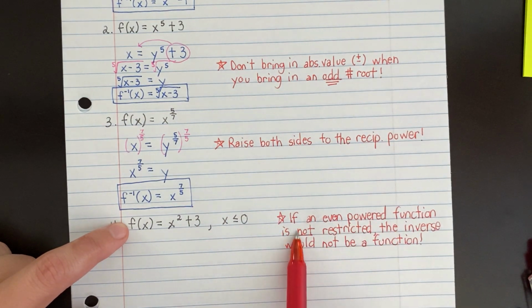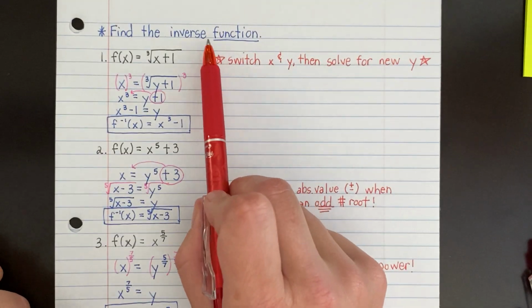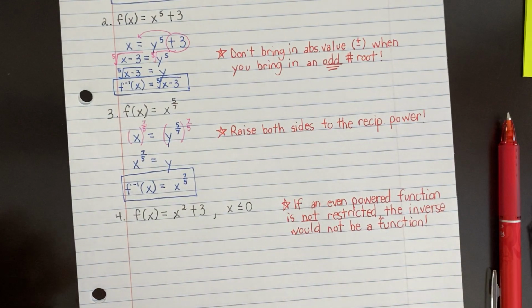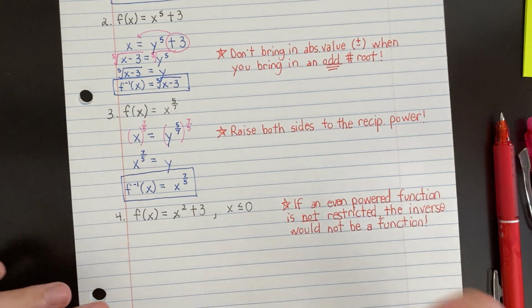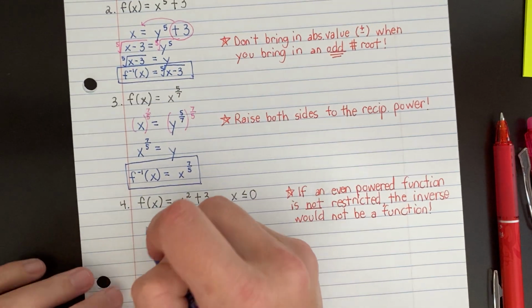So if an even powered function is not restricted, the inverse would not be a function. Therefore, given these directions, find the inverse function, you would say not possible. So just be aware. You would say an inverse function does not exist. It's just an inverse. It's not a function. Okay, so just be very cautious of that. And that's why we had that whole conversation at the beginning.